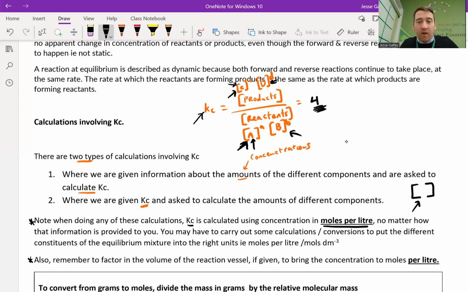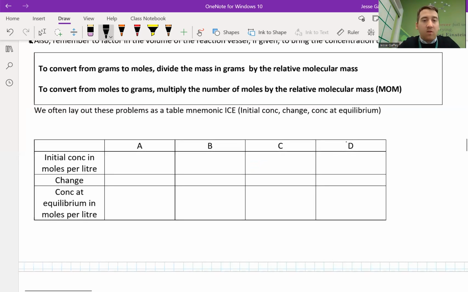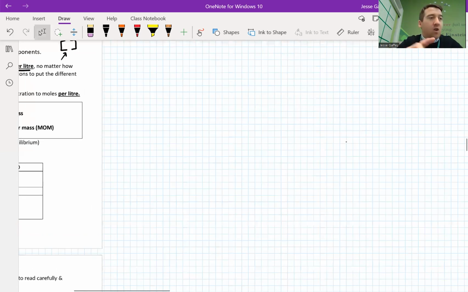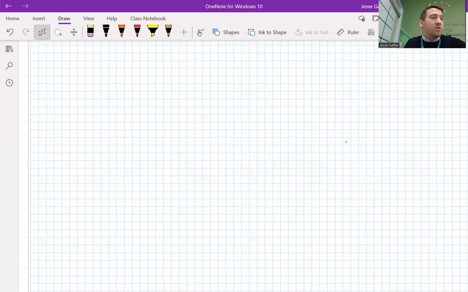So that's what we would have to put in here. Okay, so you just have to be a bit careful. I'm not going to tell you how to convert from moles to grams. You should know that at this stage, but I am going to give you a structure of how we can answer any of these questions.